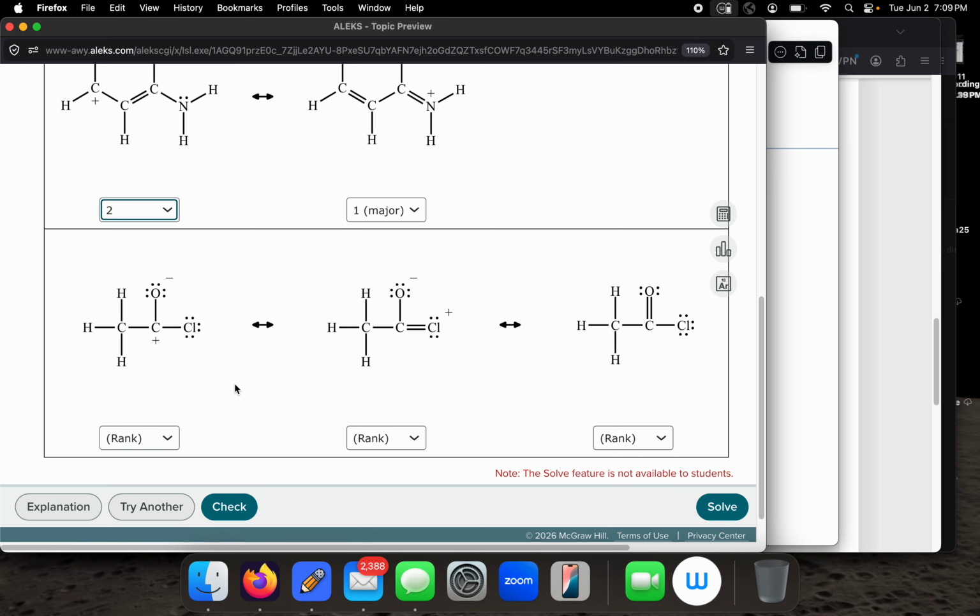This is more challenging. Okay, so this one has no charges on it. That's good. Everything's got a full octet. That's legit. I should have started with rule number 1. Everything has a full octet here. That's good.